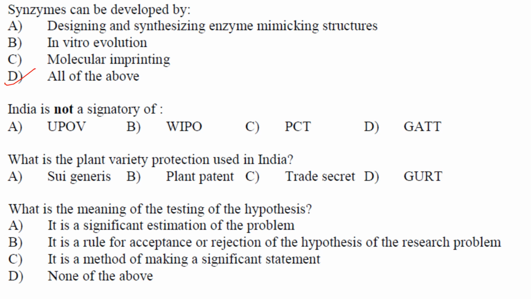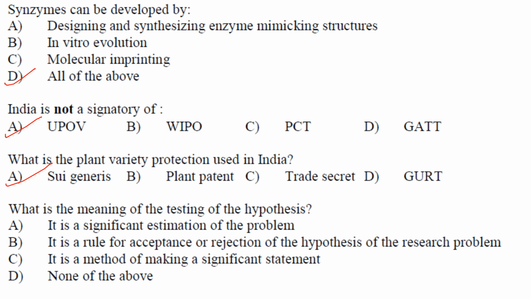India is not a signatory of UPOV, the International Convention for the Protection of New Varieties of Plants. It has its own sui generis, that is unique system, the PPVFR, Protection of Plant Varieties and Farmers' Rights Act 2001. As per this act, it protects plant varieties, recognizes farmers' rights and encourages biodiversity conservation. WIPO is World Intellectual Property Organization, PCT is Patent Cooperation Treaty, and GATT is General Agreement on Tariff and Trade. What is the plant variety protection used in India? I told you just now, it is sui generis.